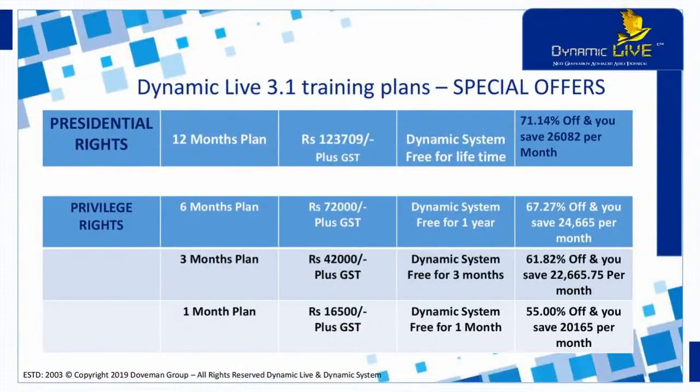Let me show you. The first one is the presidential rights, where you get the same 12 months plan. Instead of investing 4,39,000 today, you can invest only 1,23,000, where you get Dynamic Live for one entire year. You also get Dynamic System free for lifetime.